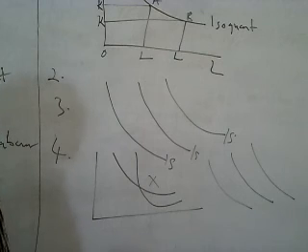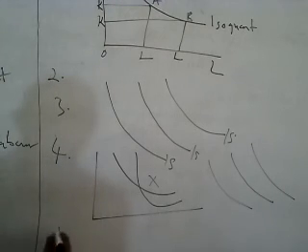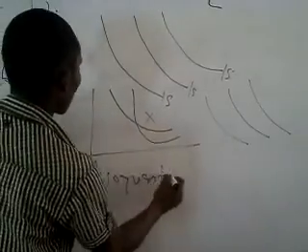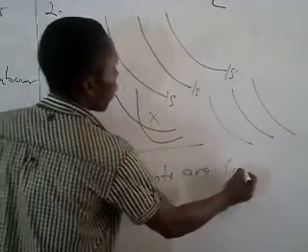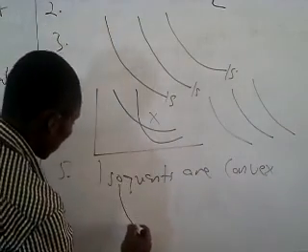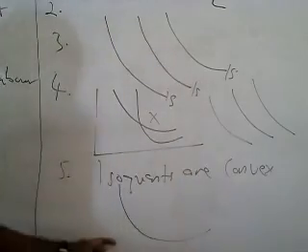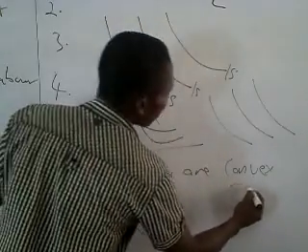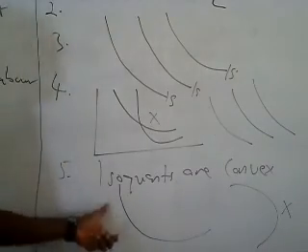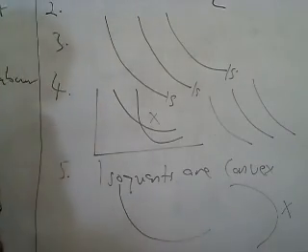And then the last one I will talk about is that isoquants are convex in nature. Isoquants are convex. It means the shape of an isoquant looks like this. It shouldn't be concave. Concave is wrong. Isoquants are always convex to the origin.